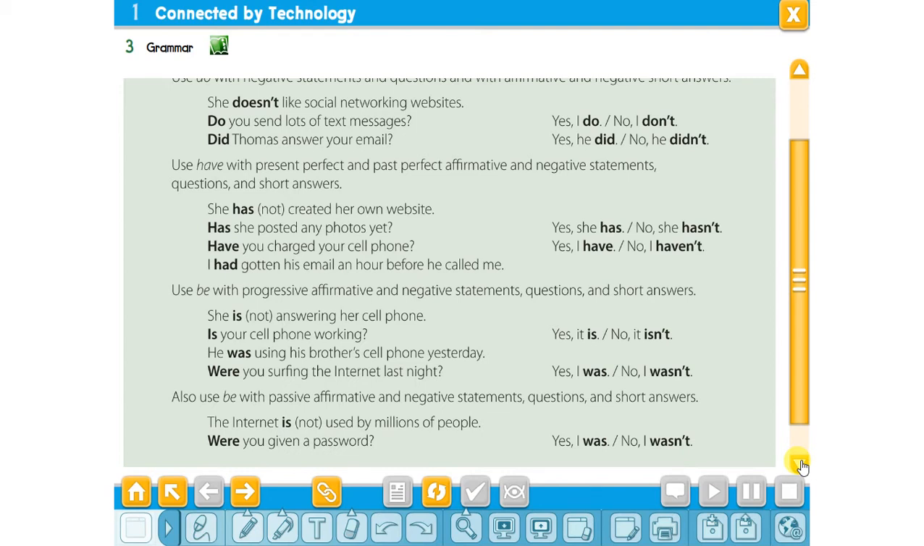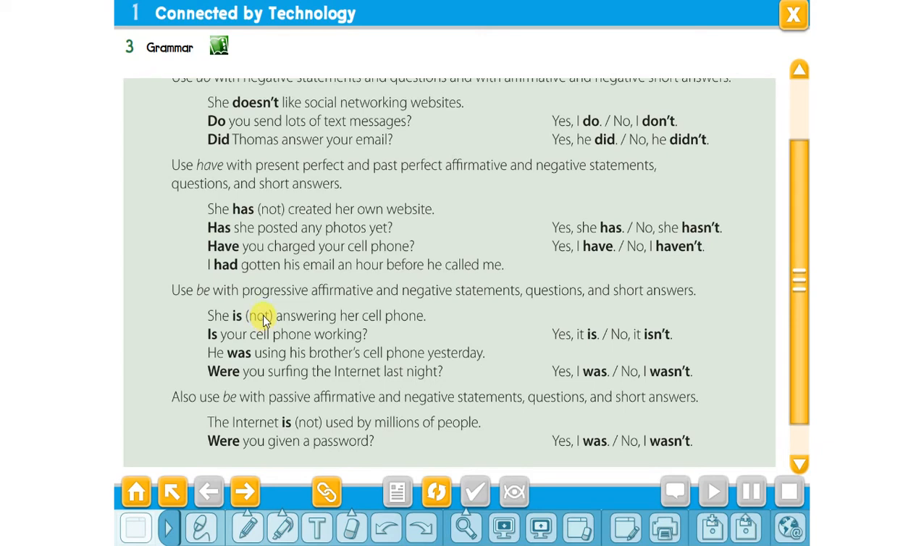Remember, if you have an auxiliary verb, you can put not. You can make the question. For example, you say she is answering her call. You say she is not answering her call. Directly you put not.